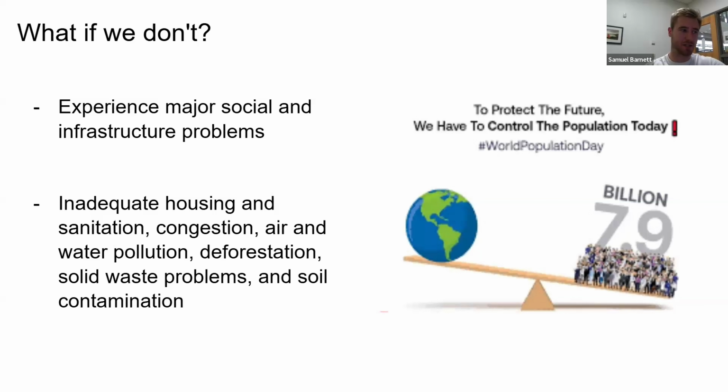So what if we do not adjust? Urban areas, where population growth is most rapid due to a combination of natural increase and migration, often experience major social and infrastructural problems. For instance, urban populations in Asia and Africa are projected to double over the next 30 years, leading to inadequate housing and sanitation, congestion, air and water pollution, deforestation, solid waste problems, and soil contamination.